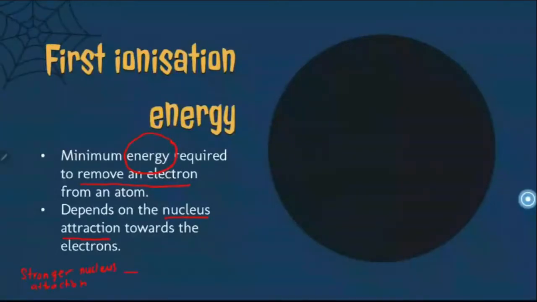If you have stronger nucleus attraction, is it easy to remove the electron from the atom? No, it is hard to remove the electron. Do you need less energy or more energy in order to remove the electron? More energy. So the energy would be high. If you have weaker nucleus attraction, is it easy to remove the electron? Yes, easy to remove. So the energy required to remove the electron would be low.